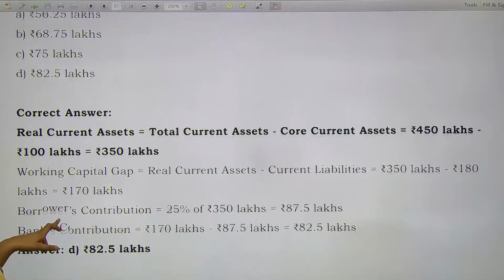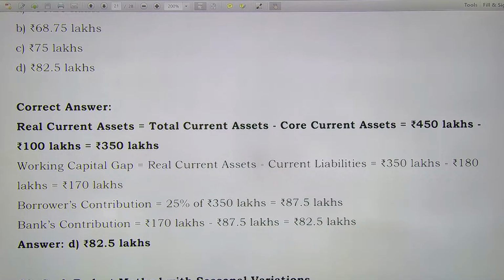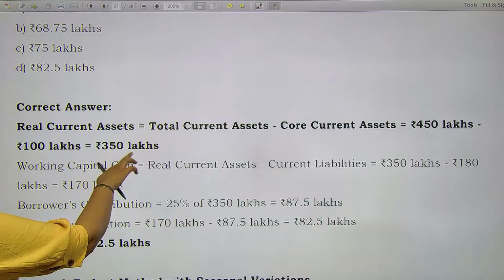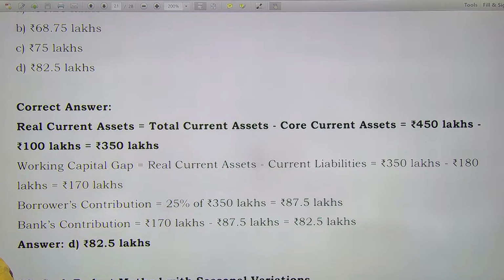So, over here, first of all, calculate the real current assets, that is total current assets less core current assets, it gives you 350. Fine. Then working capital gap would be 350, that is your real current assets less current liabilities of 180. Borrower contribution कितना होगा? 25% of your real current assets, that is 350 lakhs. So, borrower is contributing 87.5. How much bank is going to contribute? That is your working capital gap less your borrower's contribution, that is 82.5.